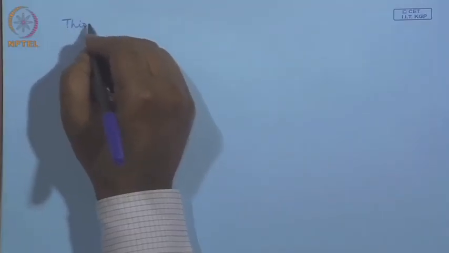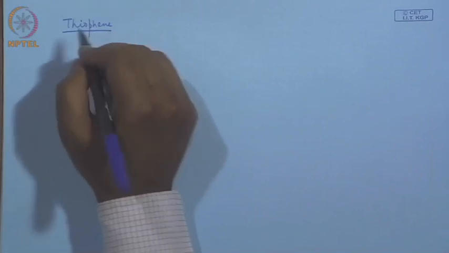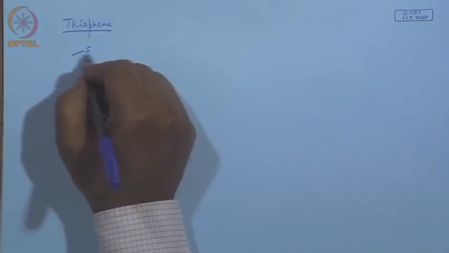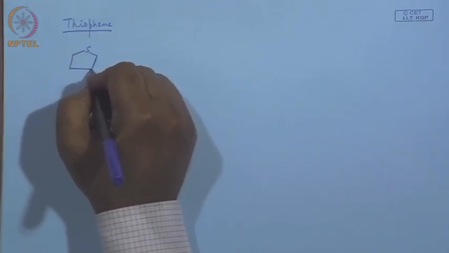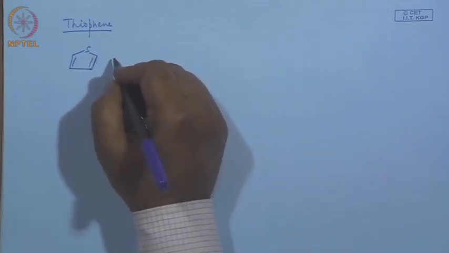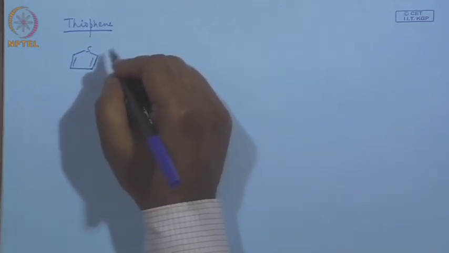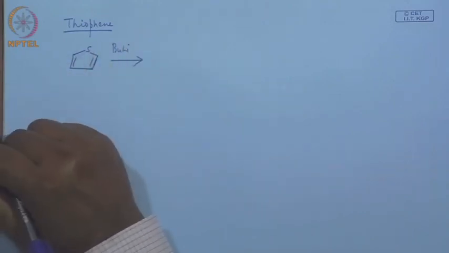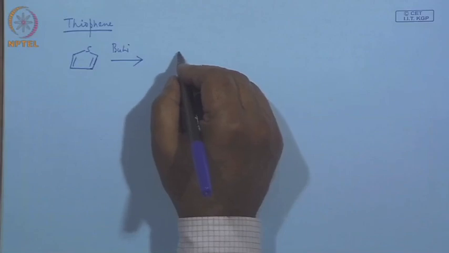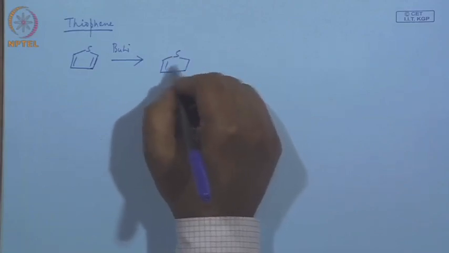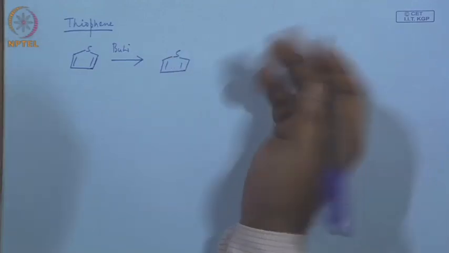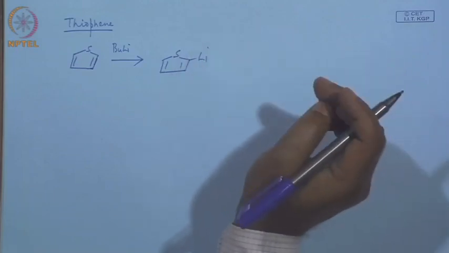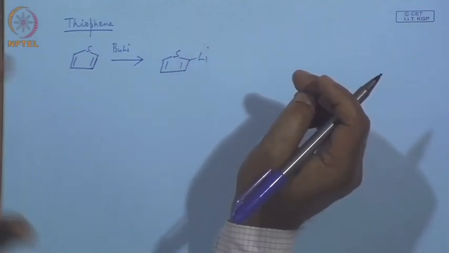a few examples from the thiophene chemistry. So, once again it is a very similar one. The reactions of thiophene are quite similar to the furan and the pyrrole, and so if you use, for example, butyl lithium, depending on the equivalence, what do you expect? This lithiation would take place. That is it.